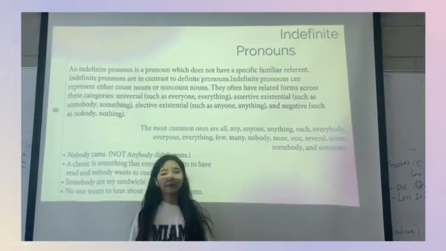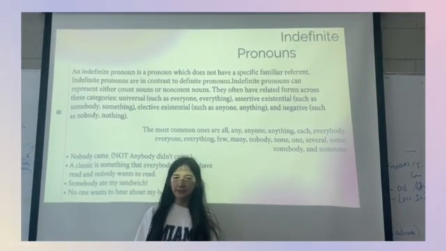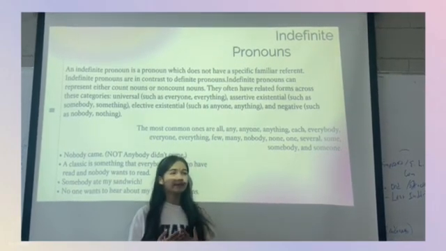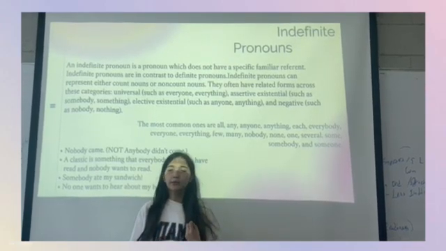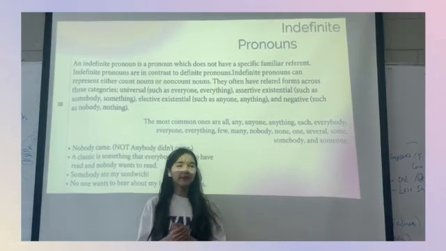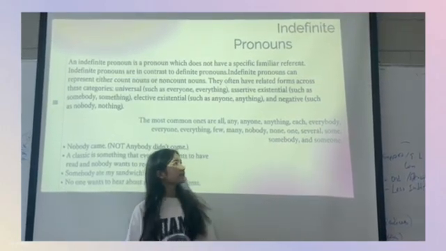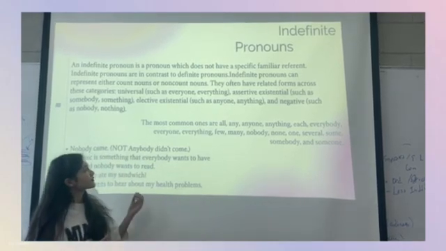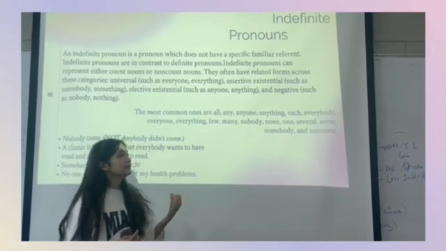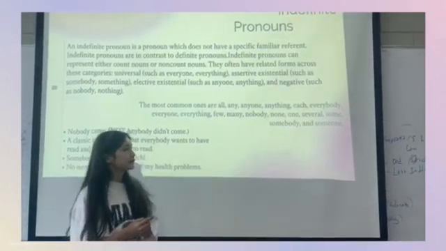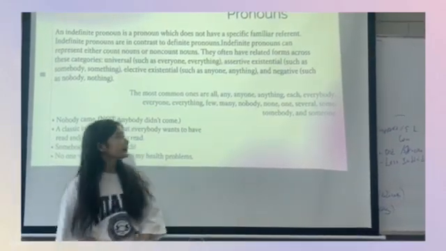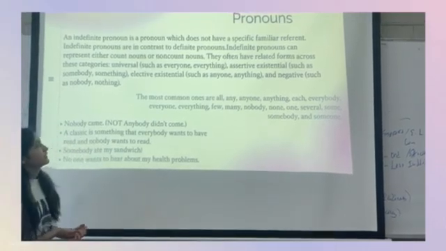The next type of pronoun is indefinite pronouns. So what are indefinite pronouns? Indefinite pronouns refer to things or people without saying exactly who or what they are. We use pronouns ending in one or body for people and ending in thing for things. The most common ones are partitives such as all, any, anyone, each, everybody, nobody, and universals such as both, all, each. And here are some examples of indefinite pronouns.